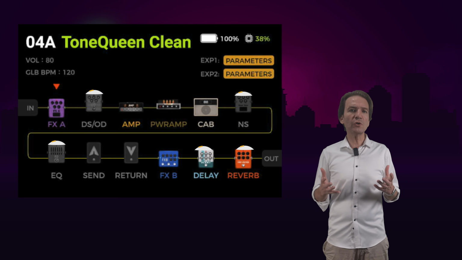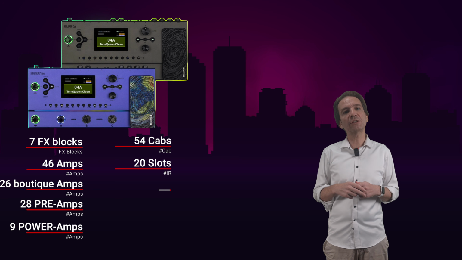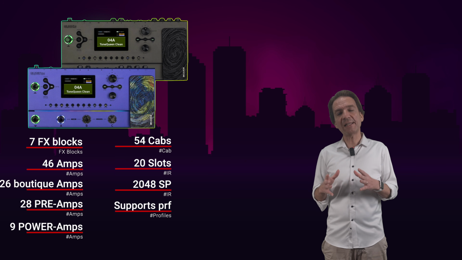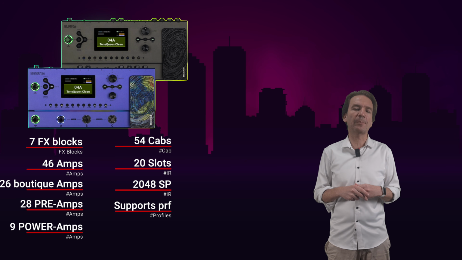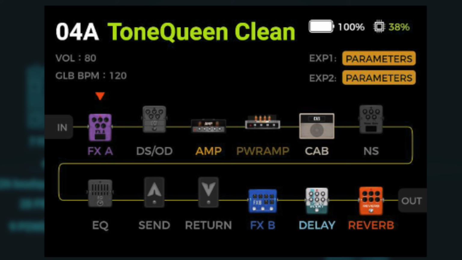blocks. Of course, we can upload our own IRs at 2048 sample points in 20 user slots, or the profiles created with the Mooer GE Labs apps. By the way, my profiles are available in the Mooer website. Of course, there is a computer app to be used to load IRs or to customize our presets.